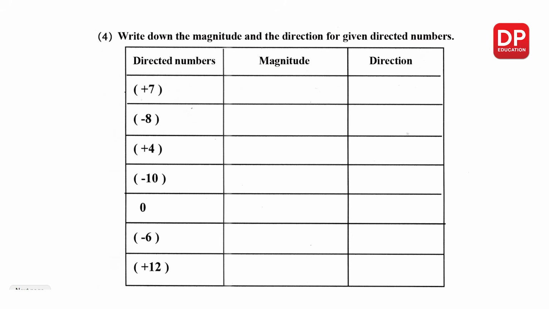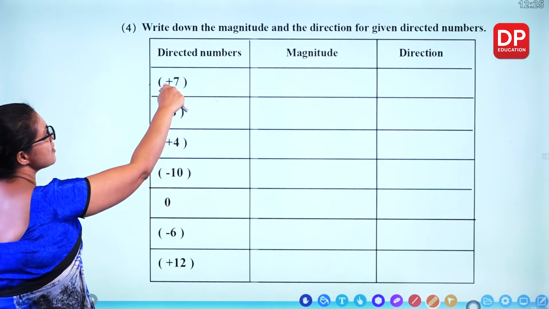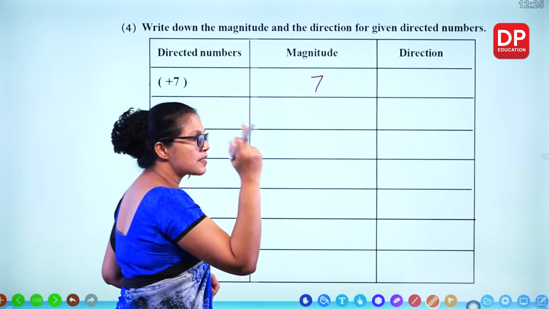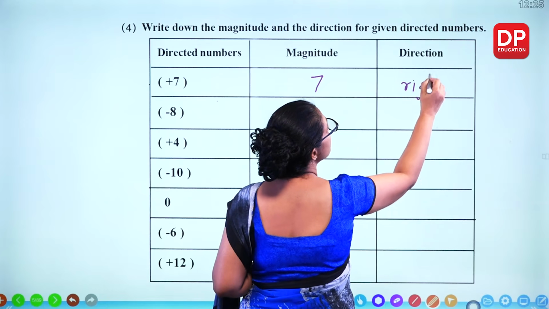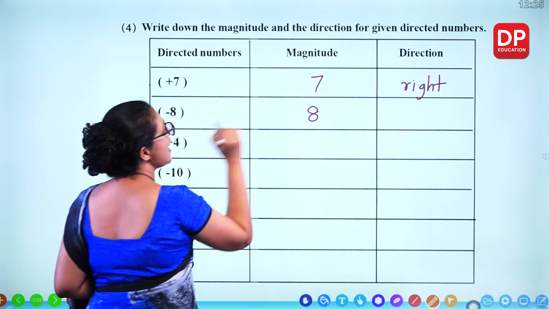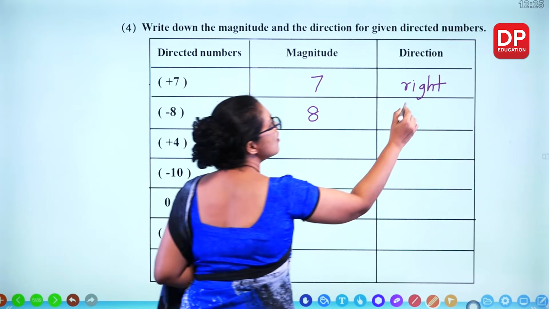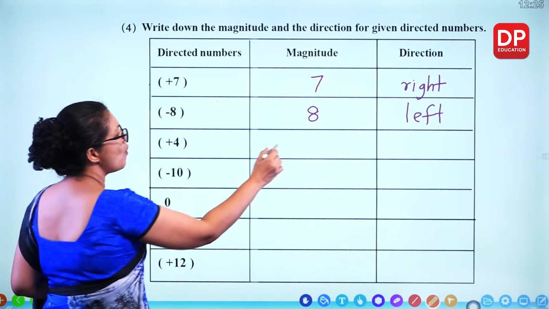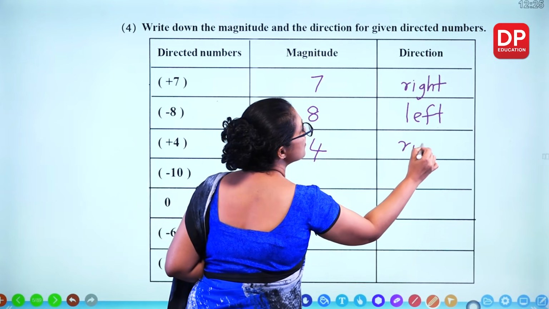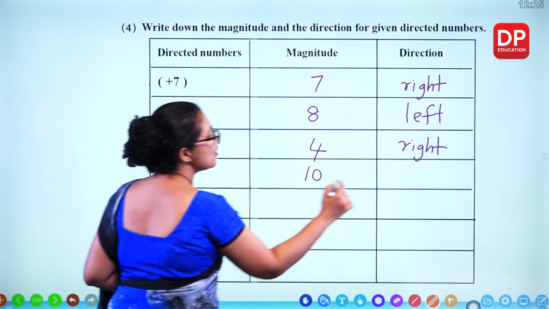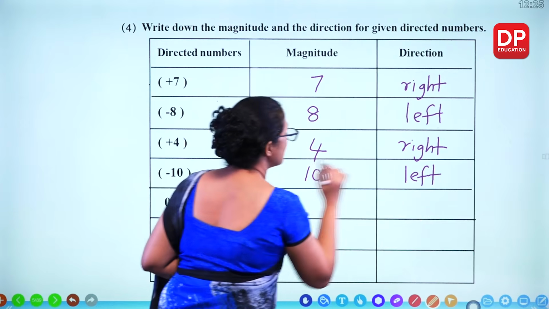Write down the magnitude and the direction for the given directed numbers. Plus 7. So what's the magnitude? 7. What's the direction? Plus. Plus means to the right. Minus 8. Magnitude is 8. Minus means to the left of 0. Plus 4. 4 is the magnitude. This is to the right. And minus 10. 10 is the magnitude. This is to the left.